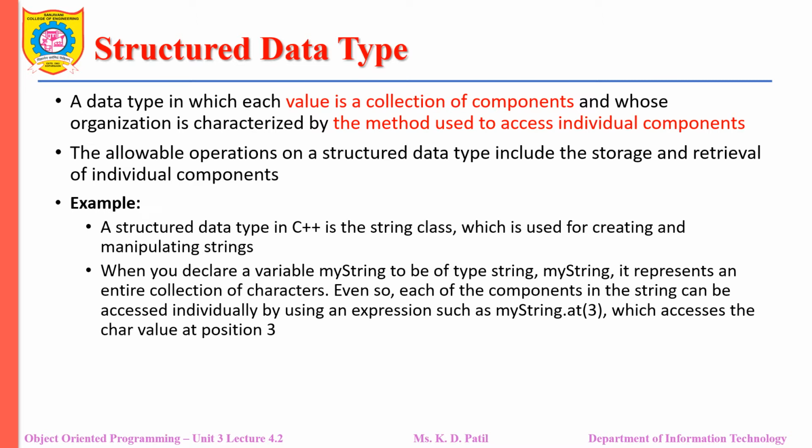Let us consider an example. In C++ we have a structured data type as a string class, which is used for creating and manipulating the strings. When you declare a variable as myString, which is of type string, then it represents the collection of characters, and each component in the string can be accessed individually by using an expression such as myString.at(3), which allows us to access the character value at position 3. This is a simple example of a structure data type in C++.